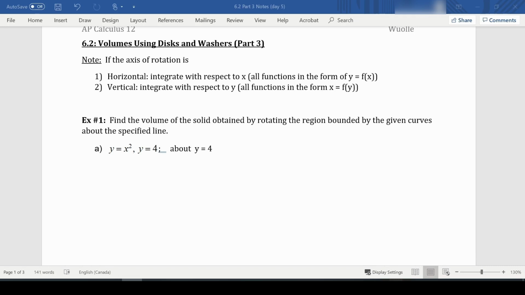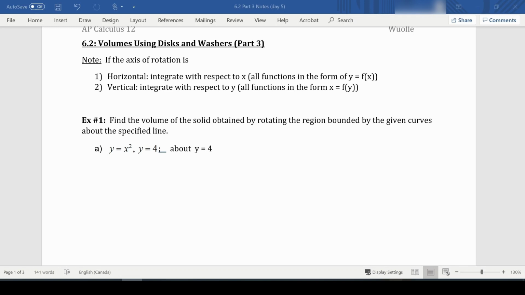All right, today is our last section of the volumes using discs and washers. Just a refresher: if your axis of rotation is horizontal, meaning you're going to rotate about a horizontal line, then we were integrating with respect to x because our cross sections were perpendicular to the x-axis, therefore had thickness delta x. So if we are rotating about a horizontal line, we integrate with respect to x. All of our functions need to be of the form y equals f of x.